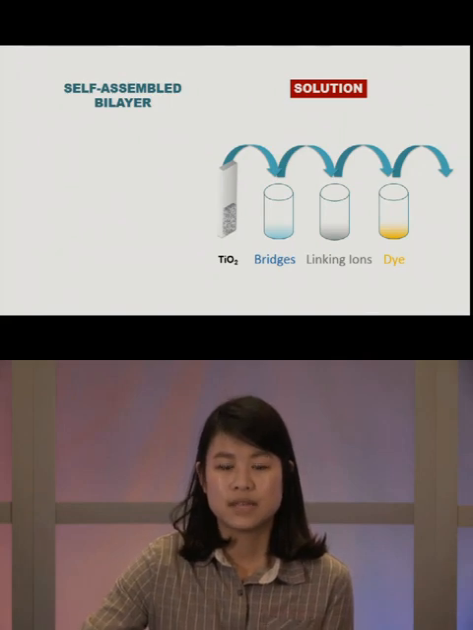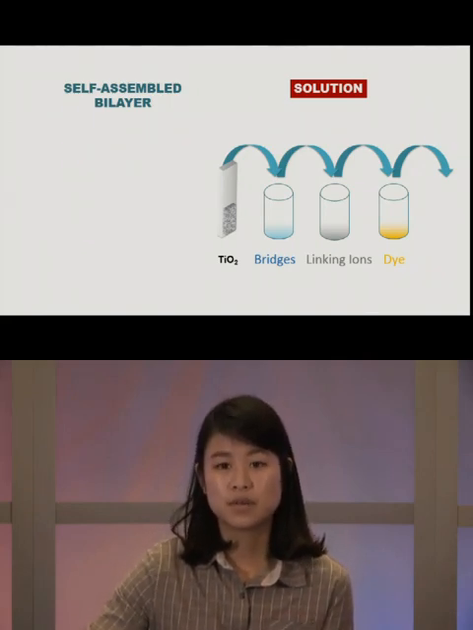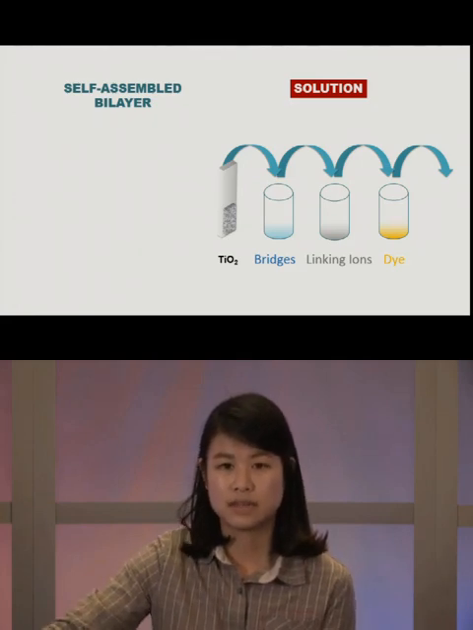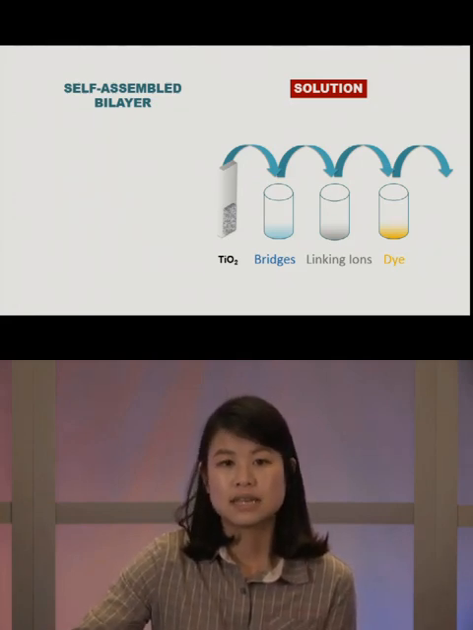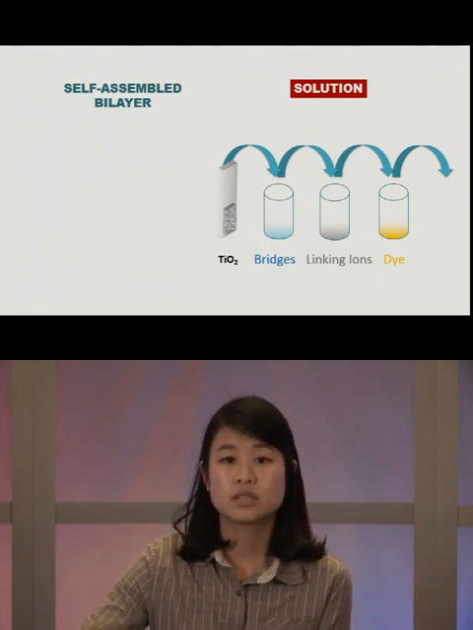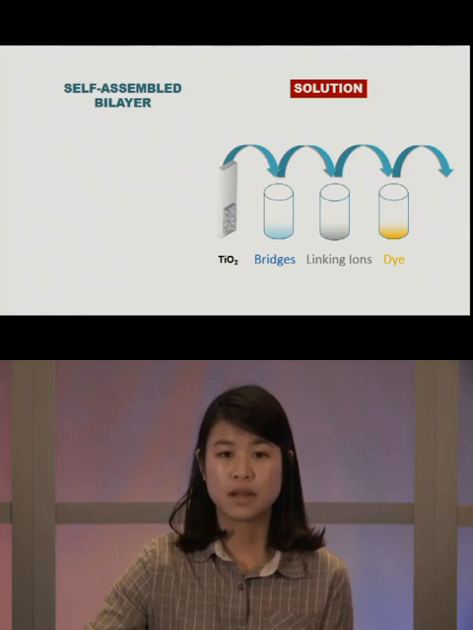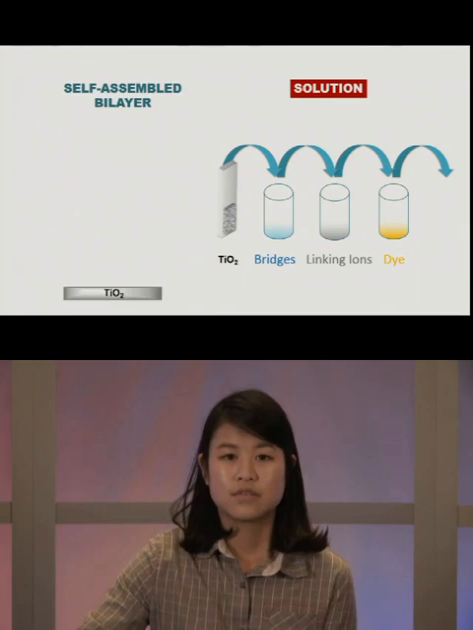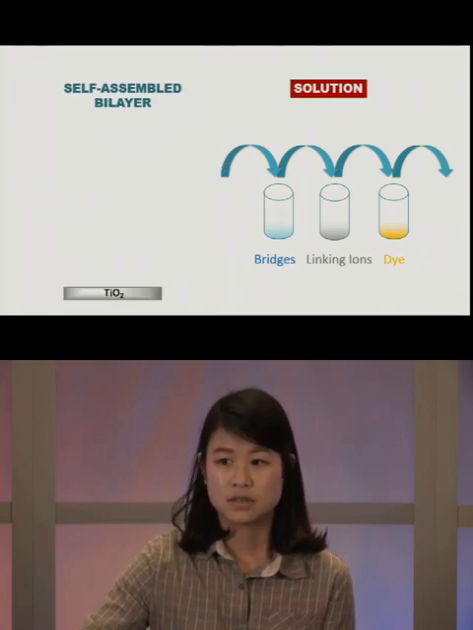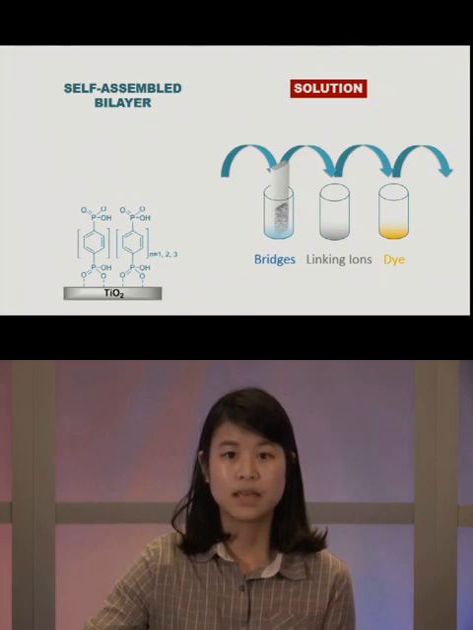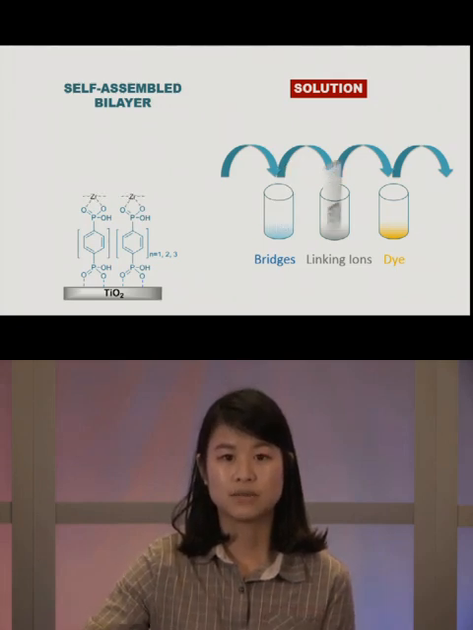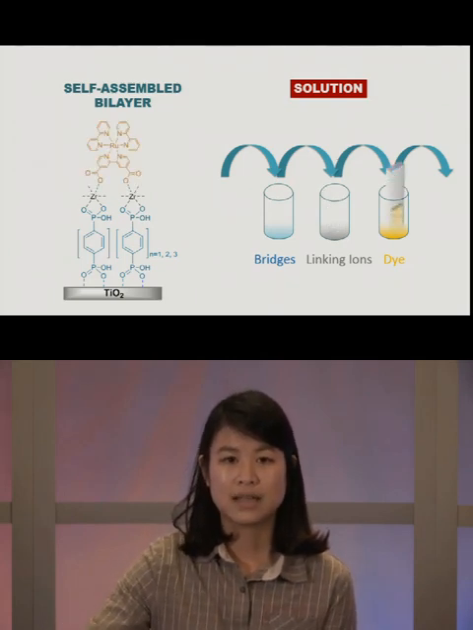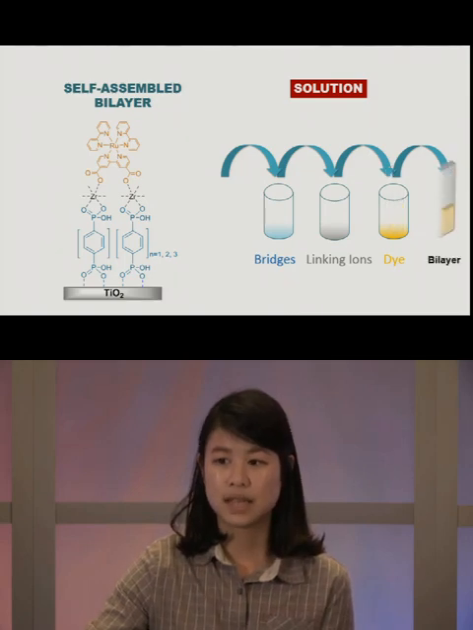And therefore, with self-assembled bilayers, we can improve on all the above-mentioned adversities. And this technique is very simple. We just need to soak the metal oxide through a stepwise solution deposition. First, we take the metal oxide and soak it in the bridging solution. Then we take it out and coordinate it with the linking ions. And then finally, it will coordinate to the dye as we deposit the dye. So this is how the bilayers are constructed.